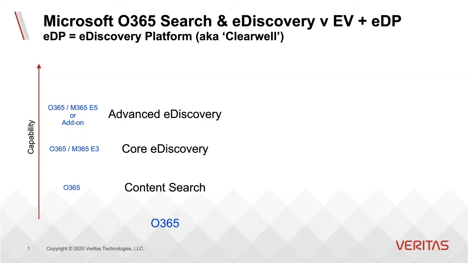So for content search, you're pretty much getting that for anybody who has an Office 365 license at any level. Then for core eDiscovery, you need to make sure that all the people that you want to discover against have an E3 license or higher, which would be either Office 365 or M365. Then to get the advanced discovery capabilities, you need to get out your checkbook and pay for an E5 license. So you're looking at E5 Office 365 or M365 or one of the add-ons, which I'll talk about later.